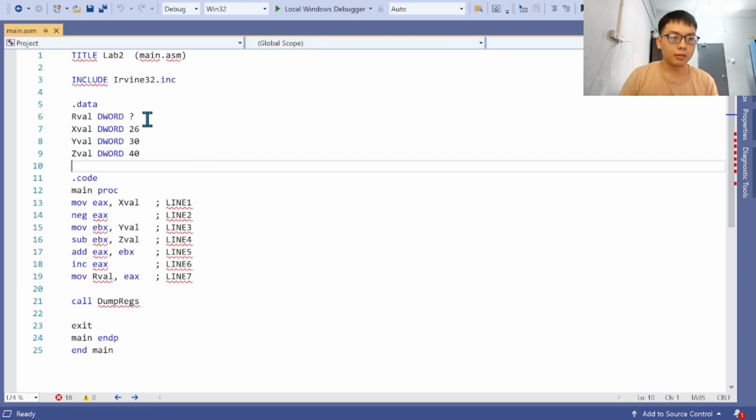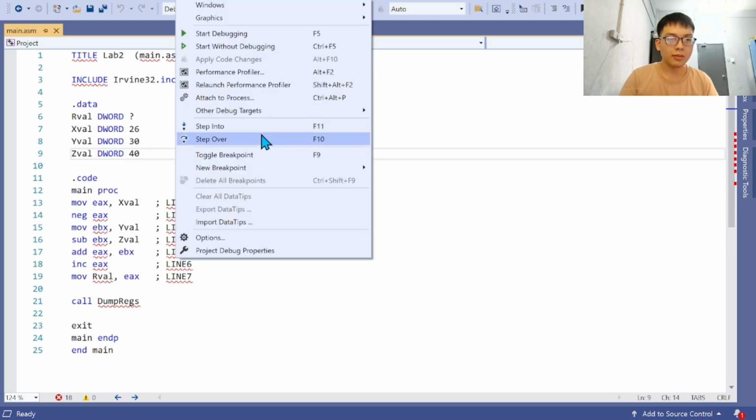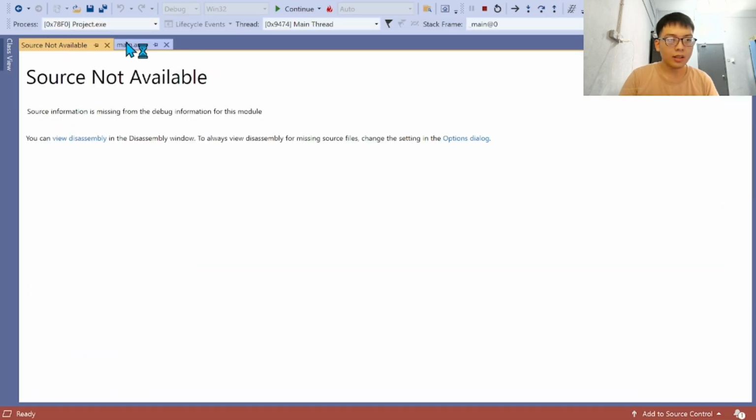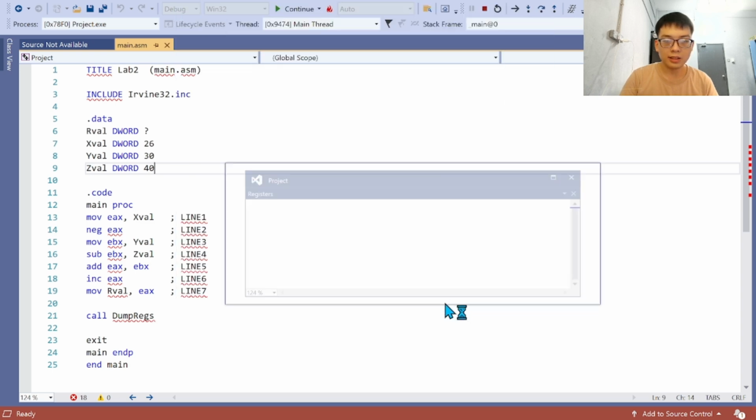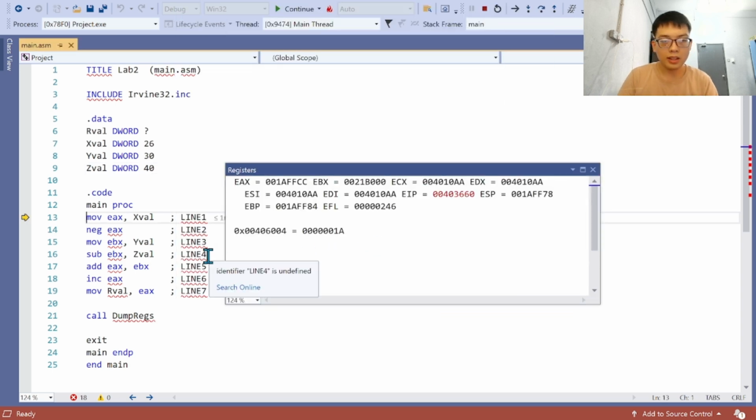For question 2, we declare all the variables using double word. R val is unknown, X val is 26 in decimal, Y val is 30 in decimal, and Z val is 40 in decimal. Now I start debugging. First, we need to start over, and we call the register to C, and start over again, and this time we move the X val into EAX. And we can see that the memory of EAX is temporary, used to store the value of X val.